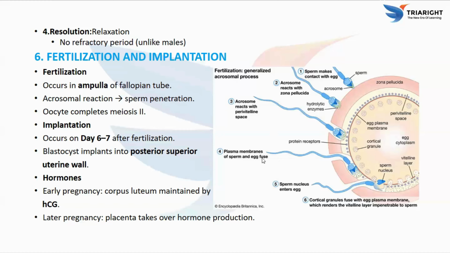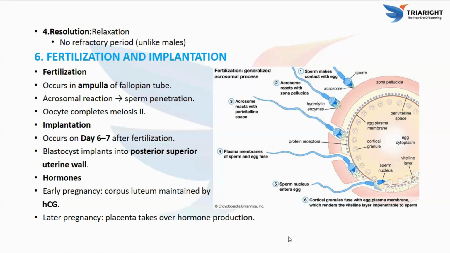And then step 4, fusion of the membranes. So the plasma membrane of the sperm fuses with the membrane of the egg. So this allows the sperm nucleus to enter the egg. So the 5th step, the sperm nucleus finally enters the egg. So the sperm delivers its nuclear DNA and centriole, which helps with the first cell division.